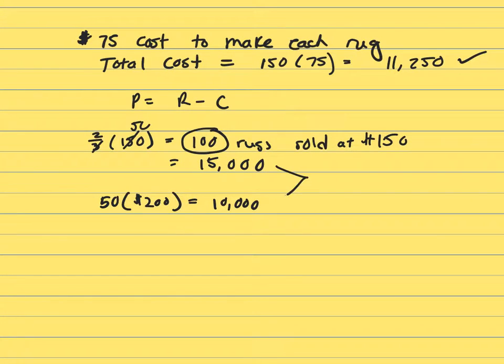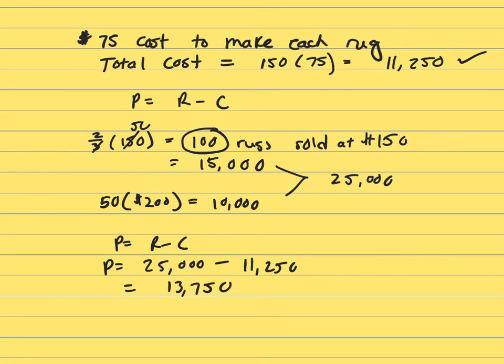So we have a total revenue of $25,000. So our profit is revenue minus cost. Our revenue is $25,000 minus my cost, which is $11,250. And if you do that subtraction, you get $13,750. There's your answer.